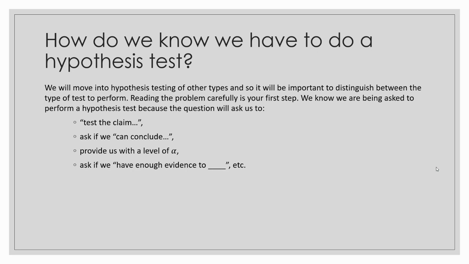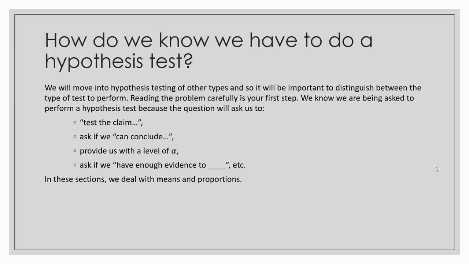Now, with that out of the way, there's one more challenge, because once we know we have to do a hypothesis test, the question is what kind do we have to do? So far we've examined two cases. One deals with means, and the other deals with proportions. Now we're going to add three more types of hypothesis tests to our arsenal, and you have to be able to tell the difference. Right now we're in the early stages.